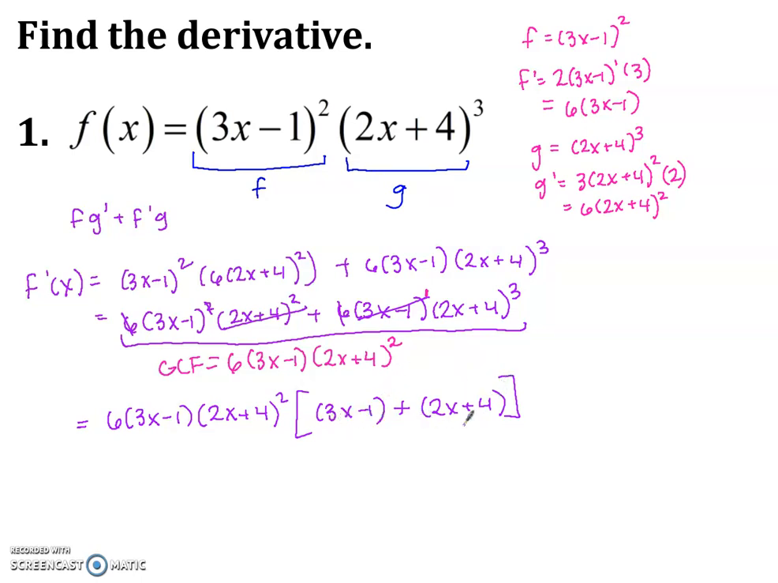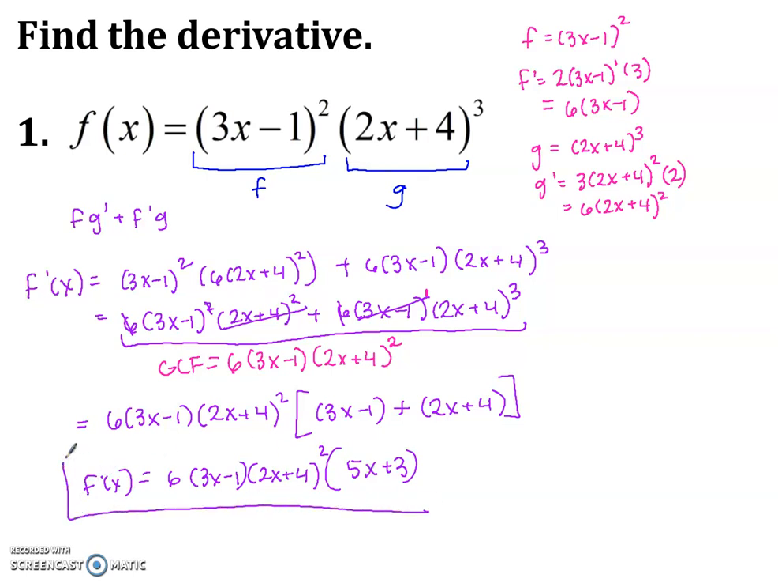Okay. Then the last thing I have to do is just combine like terms here. So 3x plus 2x is 5x. Negative 1 plus 4 is 3. Okay. And that'll just go with all of this. So my 2x plus 4 squared, 3x minus 1 times 6. And that will be our final derivative for this one.